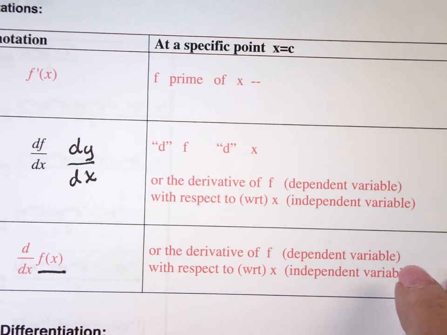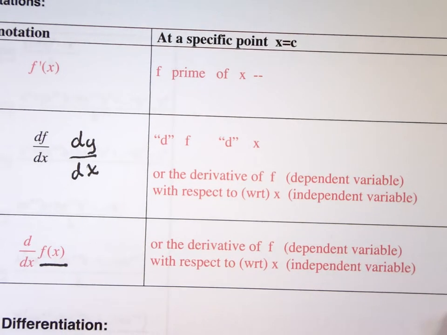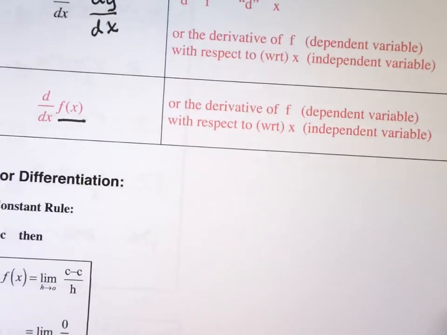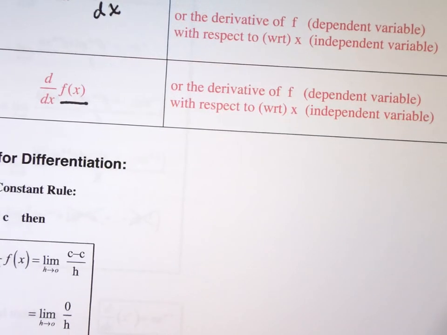And all of them say the same thing. They're just in a different notation. And you do use them in different ways. Rules of differentiation. These are the ones you have to have down. They're called the basic. The derivative of a constant.